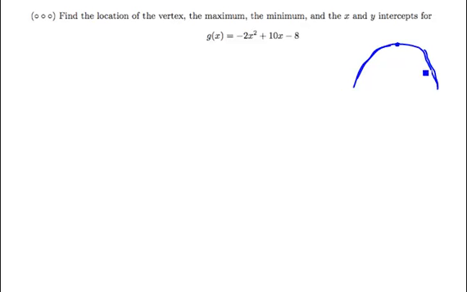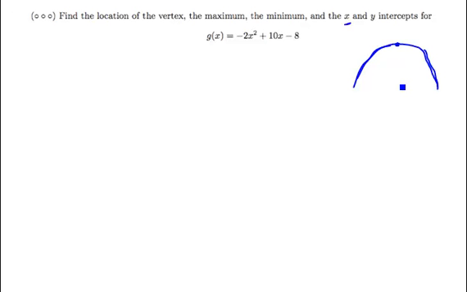Where does this cross the x-axis? Where does it cross the y-axis? And all of these calculations are fairly straightforward if you know what it is that they're asking for. The vertex will be halfway between the two x-intercepts. So I would start with the x-intercepts, and once I have them, that'll give me the x value, which is the location for the vertex.